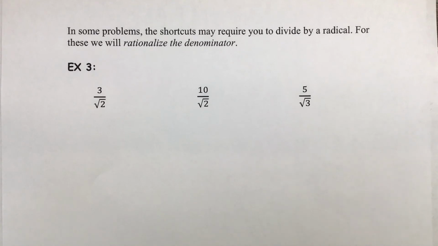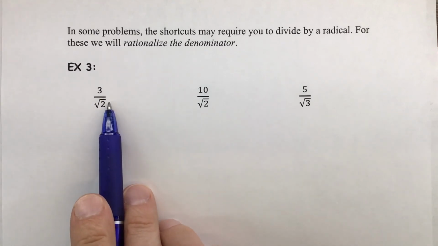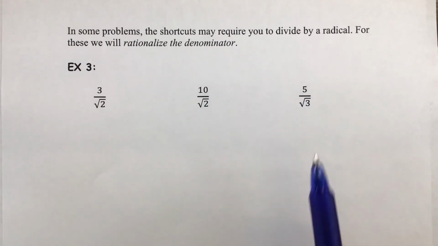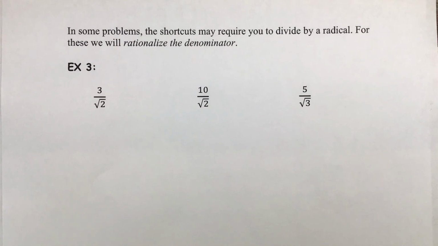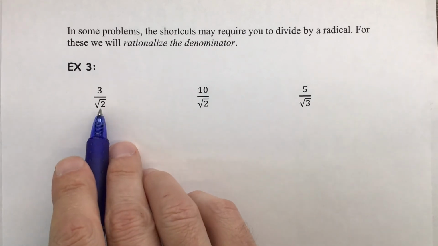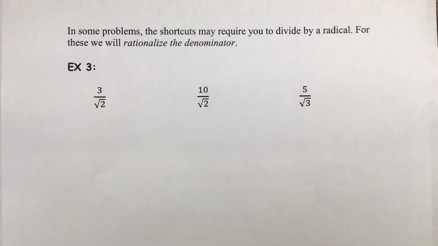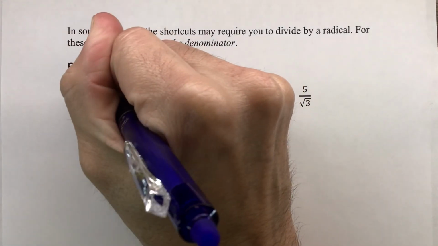All right, so one alternative is just to leave it like this, just to go ahead and write it as 3 over square root of 2, and 10 over square root of 2 and 5 over square root of 3. However, in the math community, we also don't like to have radicals in the denominator. We don't like it. So we have a technique which is called rationalizing the denominator that will change these so that the radical actually ends up in the numerator. And it's a simple procedure. What you do is you take the radical that you got on the bottom and you multiply that value to the top and the bottom.